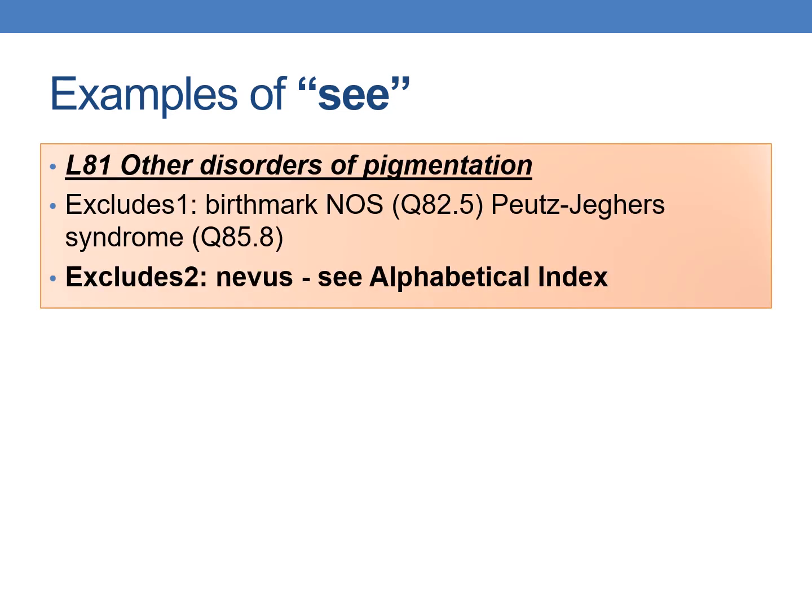One more example is L81, other disorders of pigmentation. Here under excludes2, you see nervous. So before assigning a code for nervous, first we have to search the alphabetic index.